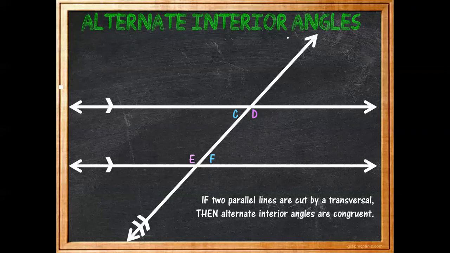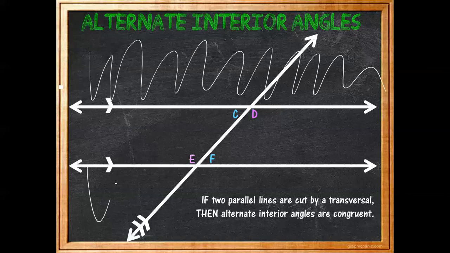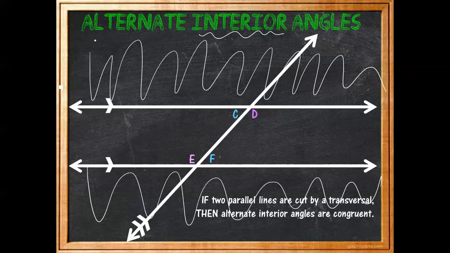Alternate interior angles is the exact same thing, only now we're looking at the inside of those parallel lines. So here, earlier we were looking at the outside. Now we're going to look at the inside, okay? C and F are both on the inside, okay, interior, and they're on opposite sides. C is on the left, F is on the right. So these two are congruent. D and E are on the inside and on opposite sides. D is to the right, E is to the left. They're both on the inside, so those are congruent.